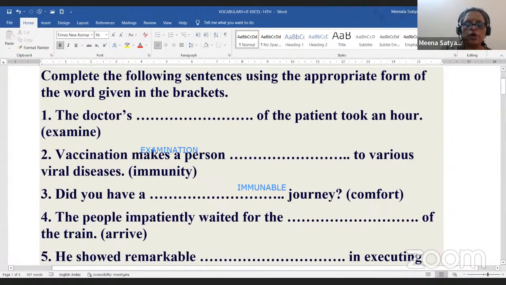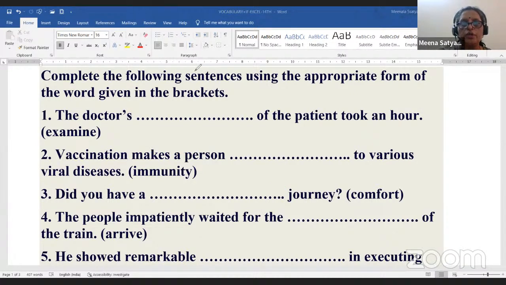Okay. Did you have a dash journey, comfort journey? It cannot be. So it will be what is known as comfortable journey. Did you have a comfortable journey? So let me write the answer. C-O-M-F-O-R-T-A-B-L-E, comfortable journey.